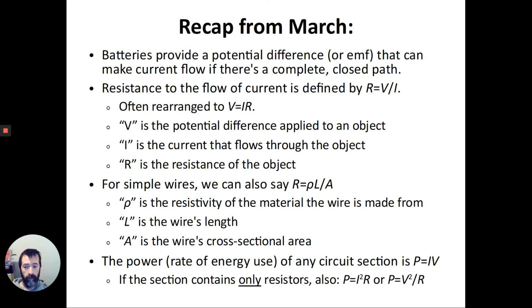But I need to emphasize again that those other forms are only applicable to resistors. So you can't apply I squared R to a battery, for example, because a battery is an idealized object that doesn't have a resistance R. And if you even include a battery in the part of the circuit that you're looking at, it's still going to mess up the equation. So again, those last two forms are only good for resistors.